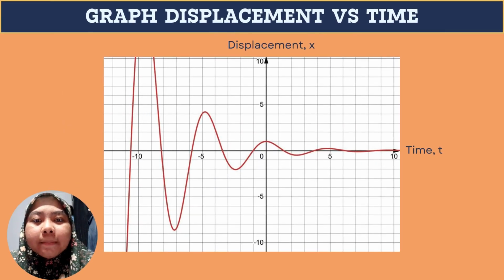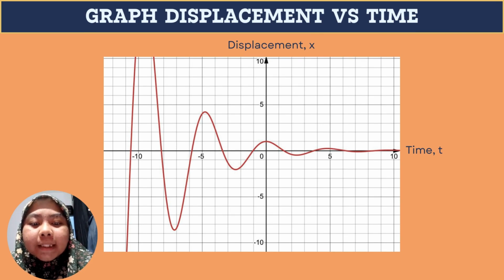This is the graph of underdamped oscillation, displacement versus time. From the graph, you will see the wave starting at its maximum and then gradually shrinking in height over time. The peaks get lower and lower until the motion dies out. This is typical of underdamped systems, such as a car suspension going over a bump, a door with a soft close hinge, or even a guitar string that slowly fades after being plucked.